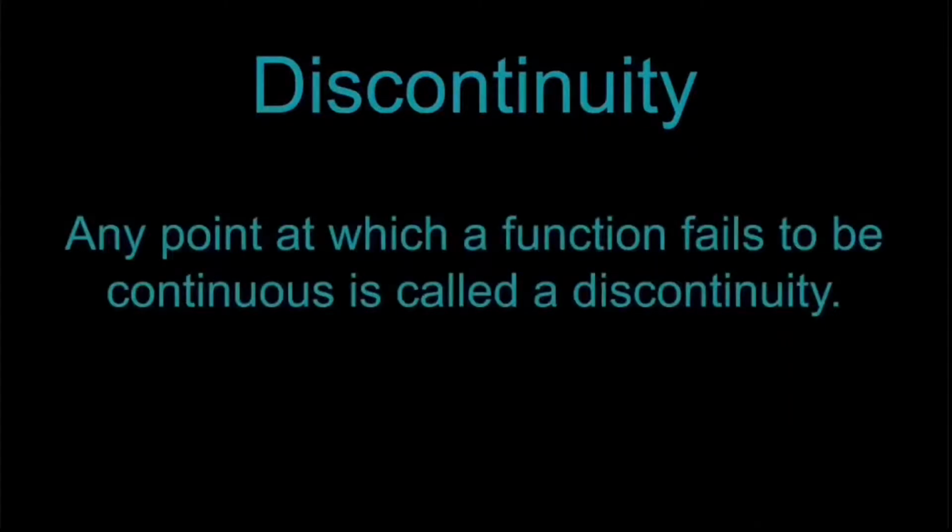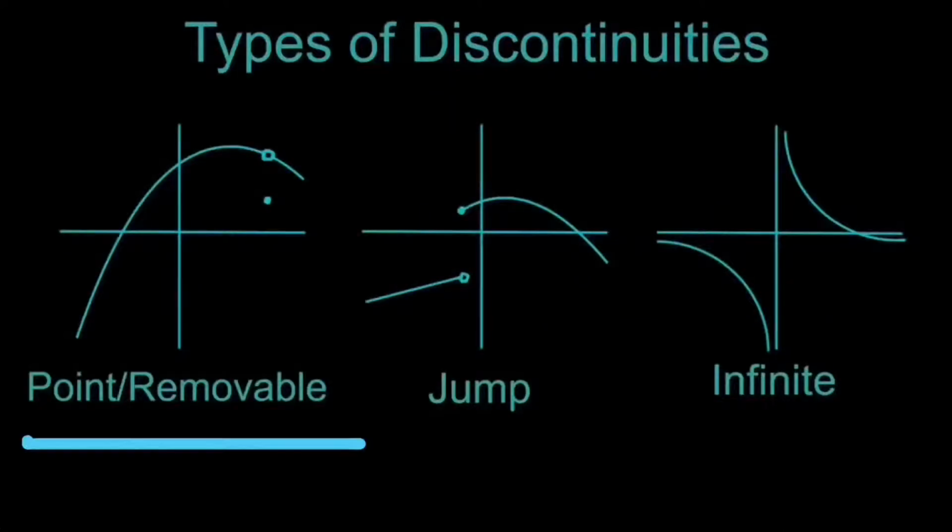Now that you've learned how to verify that a function is continuous, we'll introduce you to discontinuities. So, what's a discontinuity? Any point at which a function fails to be continuous is called a discontinuity. There are various types.